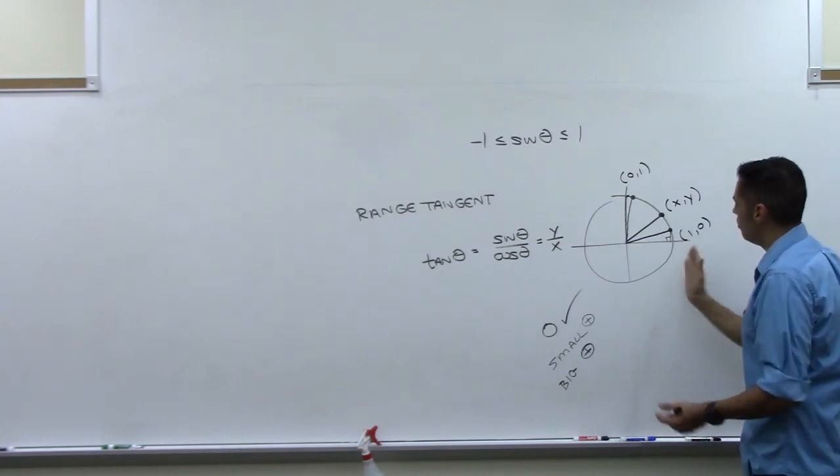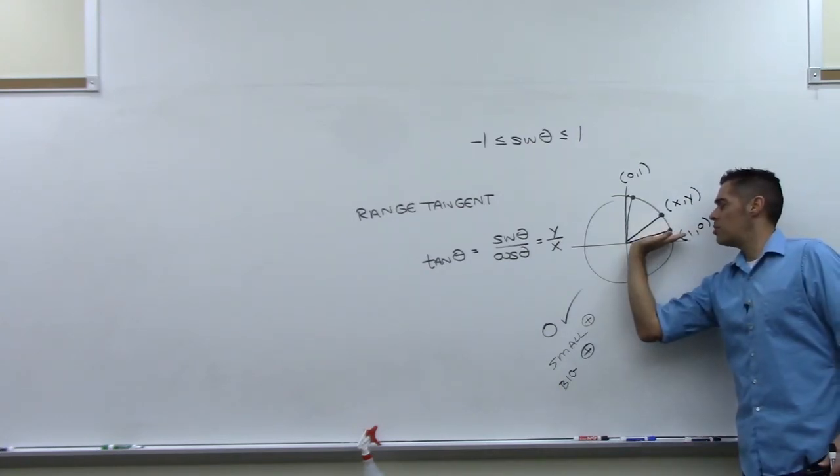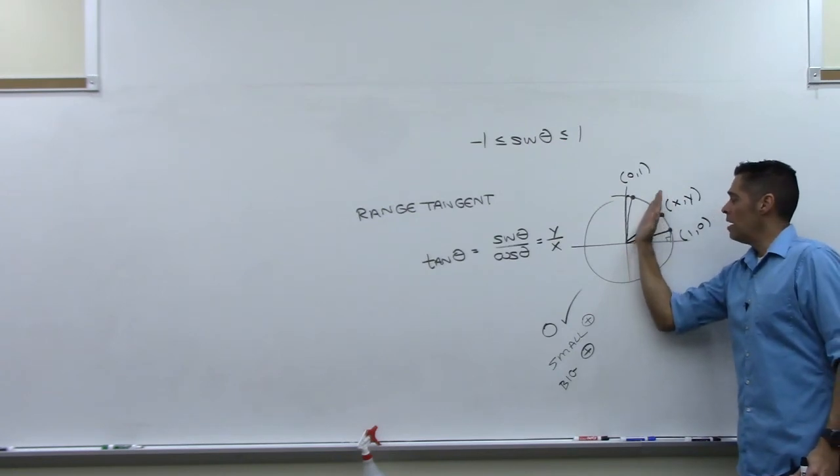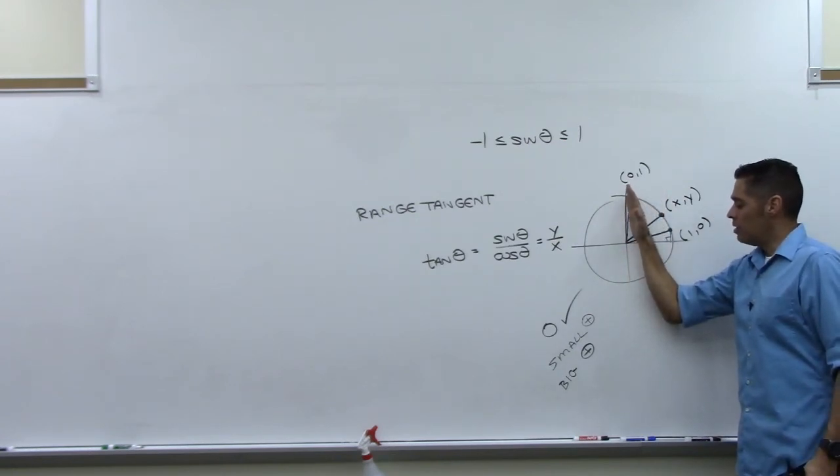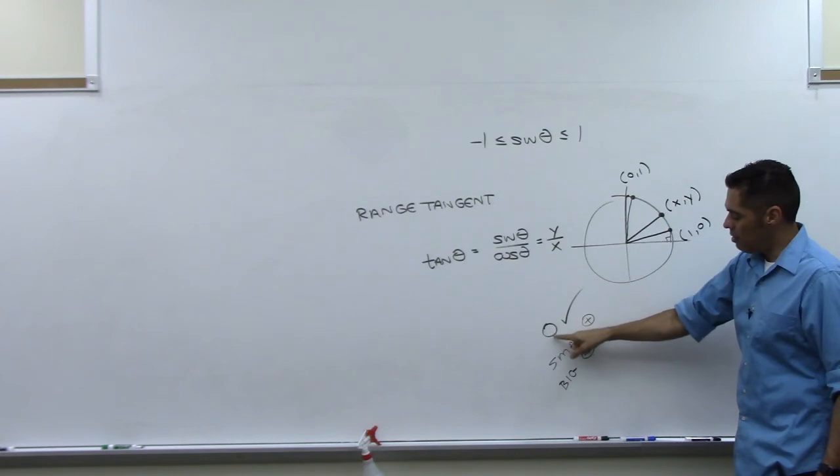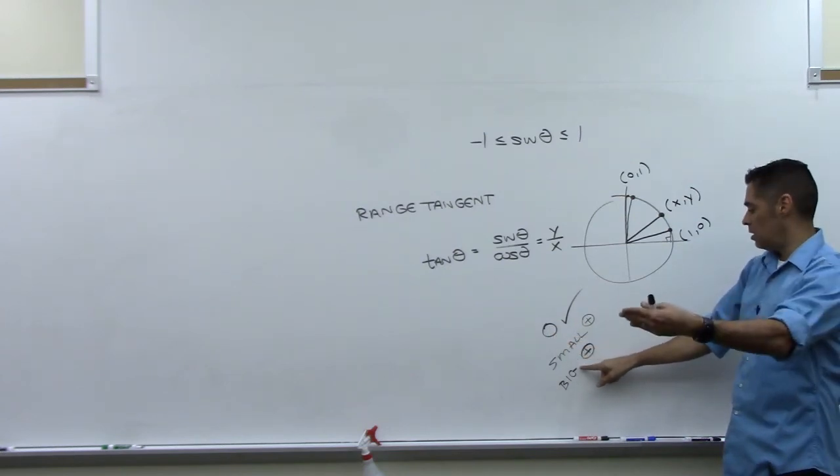So what happens here is you start at 0 in the tangent function, and then as you move this way, you start getting bigger and bigger numbers. So it's looking like it starts at 0 and gets big and becomes almost infinite.